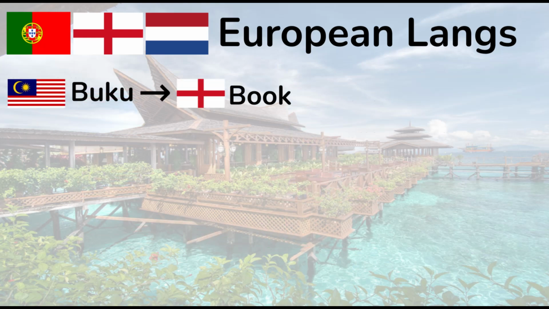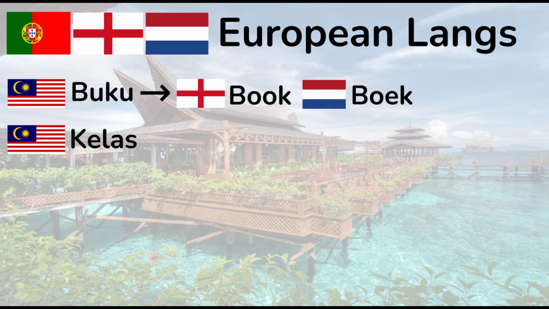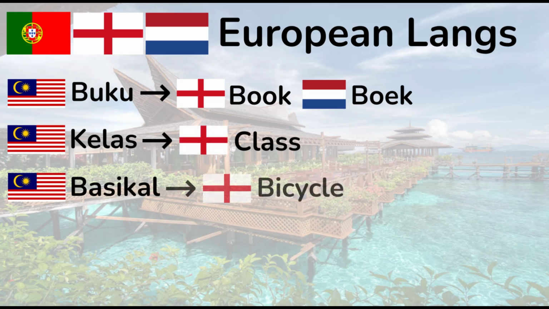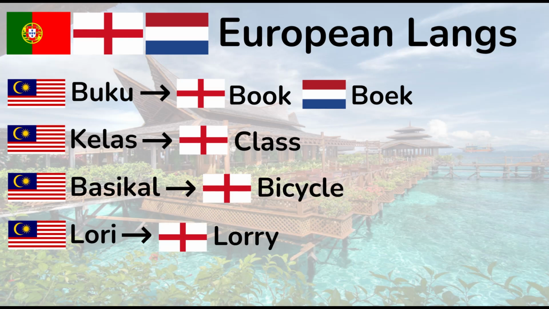Some examples of English loanwords, Buku, coming from the English word book. But I also hear that it also comes from Dutch, Boek. Kelas is a loanword straight from English class. Basikal of course means bicycle. Lori. This word comes from the word lorry in English, which is a type of truck, but in Malay, Lori came to mean the noun for truck.